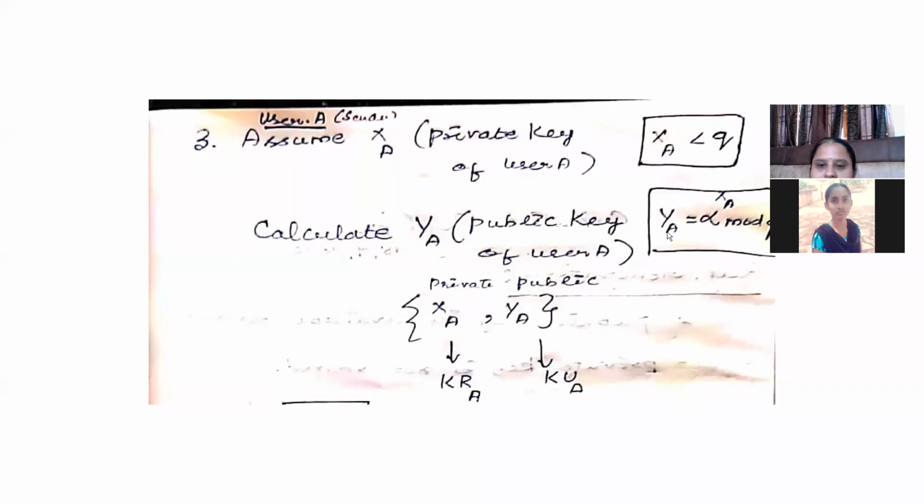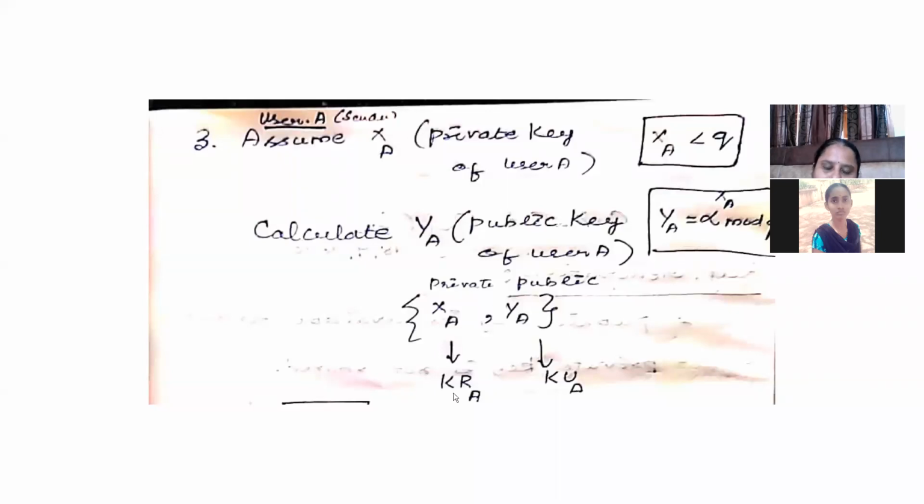The formula is: Y represents the public key, and A represents user A. So YA equals alpha power XA, the private key, mod Q. Because A is the user, he knows his private key, since this is the number assumed by A. So A knows his private key, and Q is also known. From that you can calculate the public key. Now user A has his private key and public key.